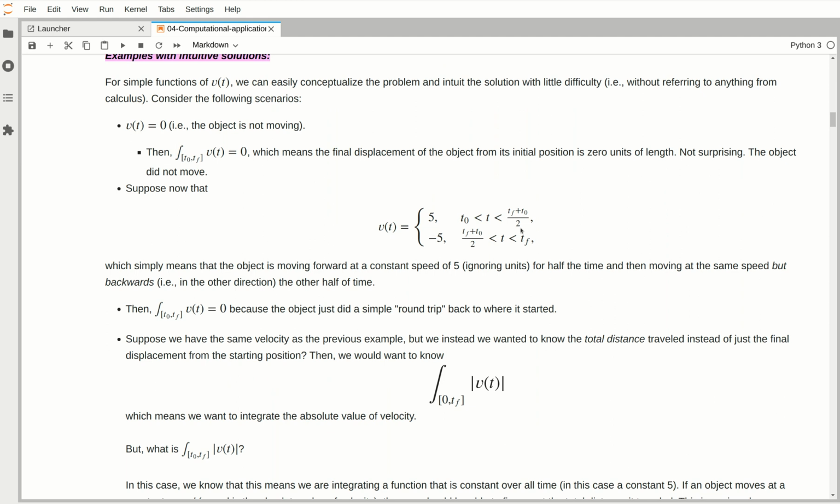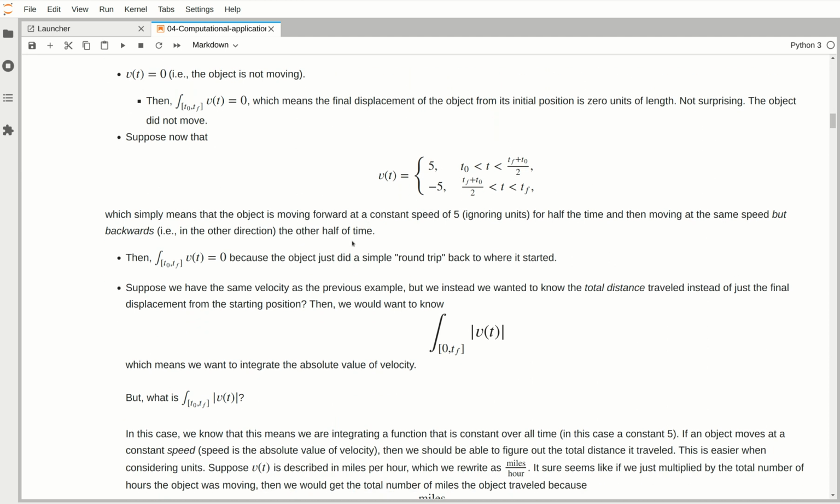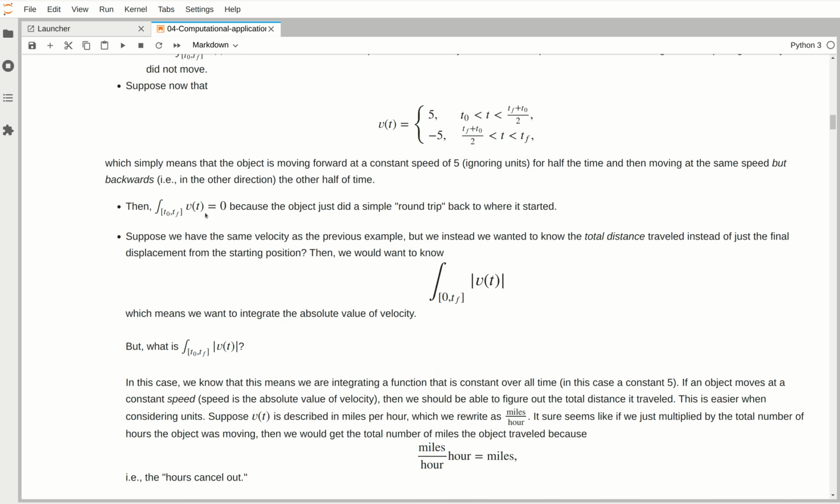Suppose instead, though, that over half the interval from t naught to (tf plus t naught) over 2, so that's half the time, it's moving in a certain direction that we denote as the positive direction, with a speed of 5, ignoring whatever the units are. It could be meters per second, miles per hour, it doesn't matter. And then it has that same speed, but it moves in the opposite direction, so it has -5 over the last half. Well, in this case, it's moving forward half the time at a constant speed, and the other half of the time, it's moving backwards at that same speed. Again, the integral of v of t is 0 because the object just did a simple round trip to end up back where it started.